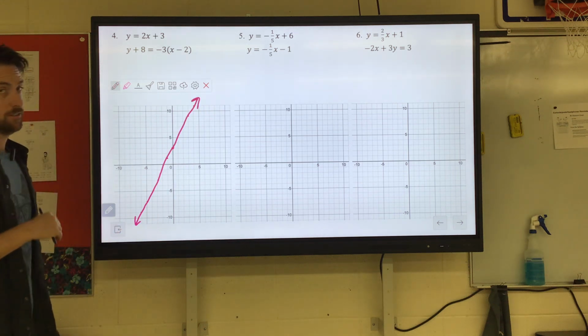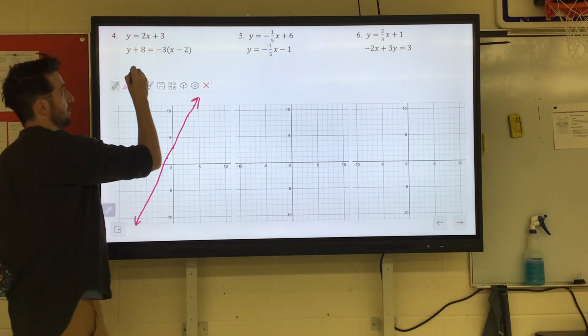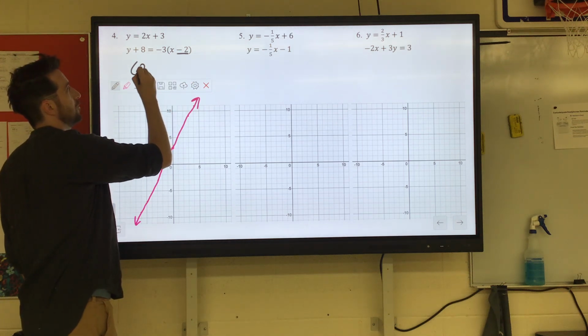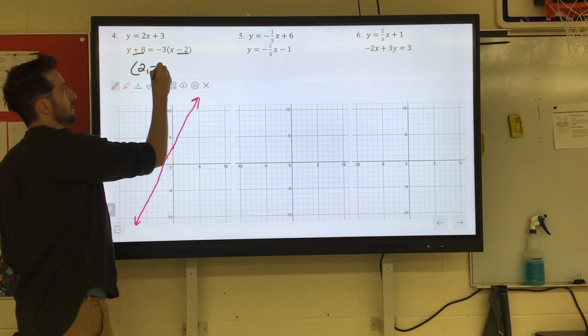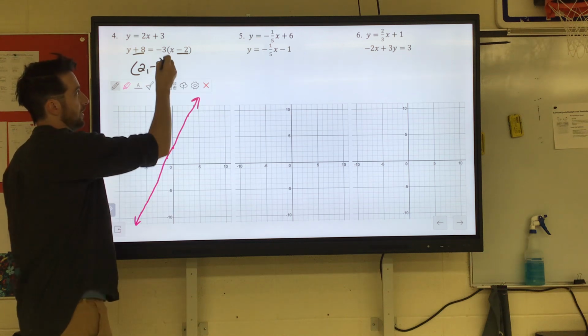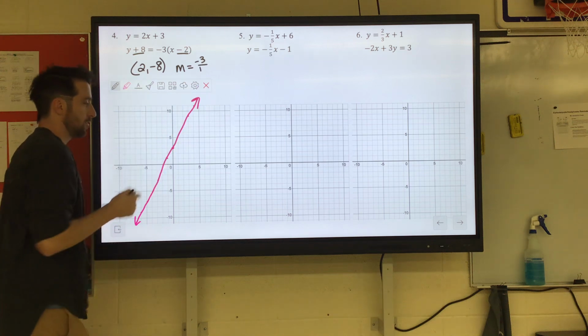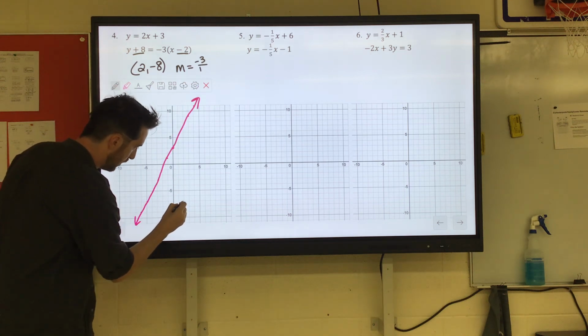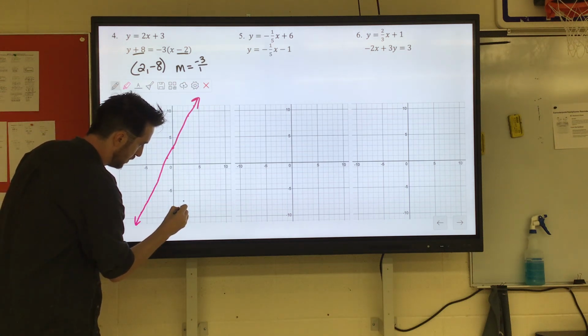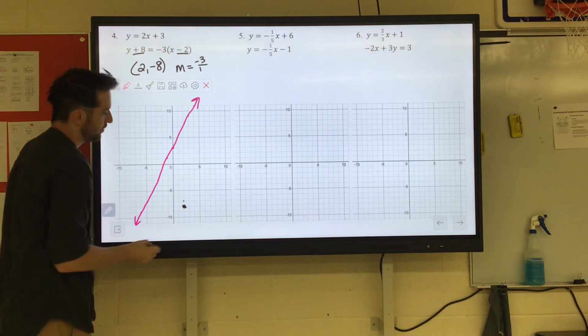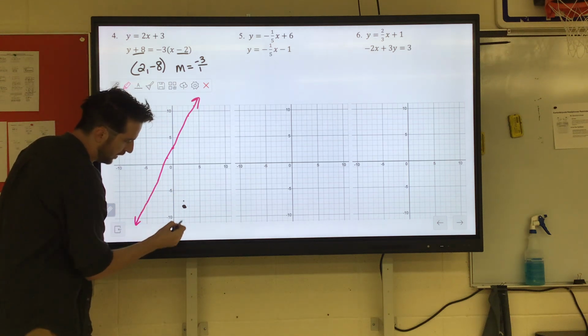All right, the second one is in point-slope form. So we pull out the coordinate, x minus 2. That means it's positive 2. y plus 8. That means we're going to negative 8. The negative 3 is our slope. So we're going to go to 2, negative 8, which is down here. And then our slope's negative 3. That would be down 3, right 1.